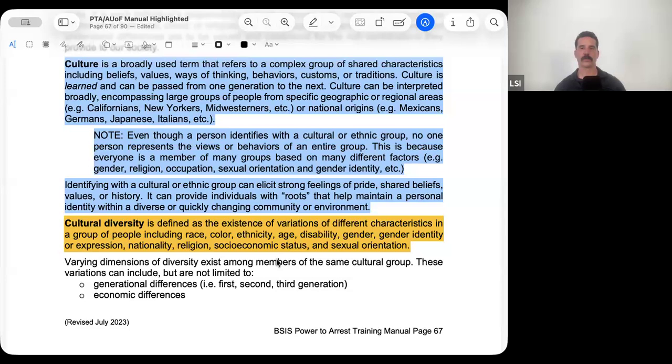Identifying with a cultural or ethnic group can elicit strong feelings of pride, shared beliefs, values, or history. It can provide individuals with roots that help maintain a personal identity within a diverse or quickly changing community or environment.